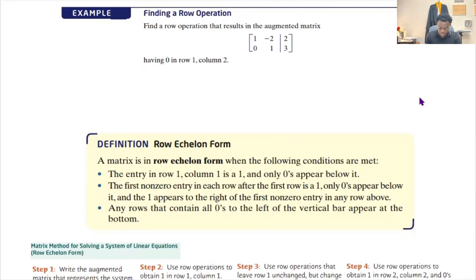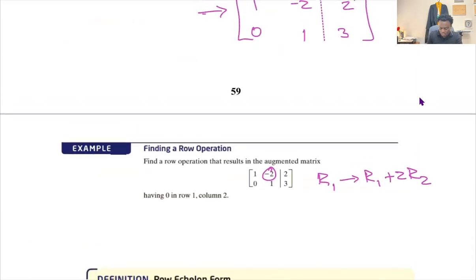So what is this operation? Well, we want to have 0 in row 1, column 2, so we want to make row 1 receive, because we want 0 here. If you want 0 here, would you not do -2 plus 2 times 1? So that means you would do row 1 receives row 1 plus 2 times row 2. Yes? Okay. So that's the same result that we found.